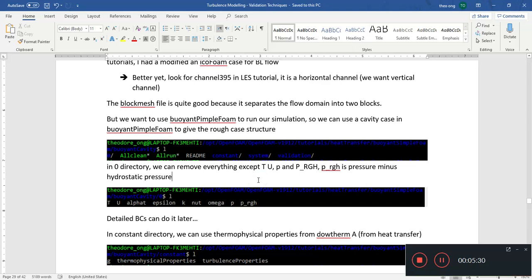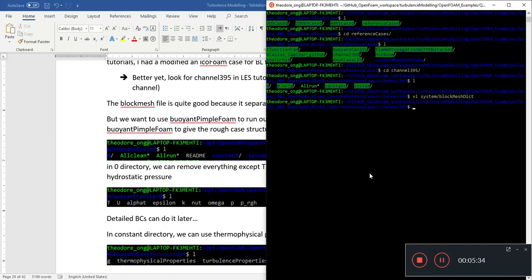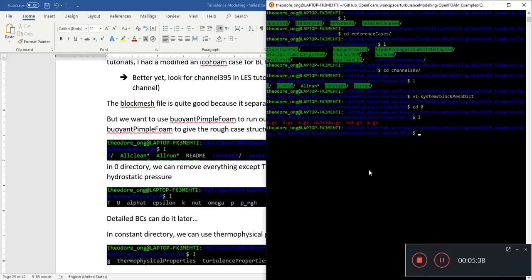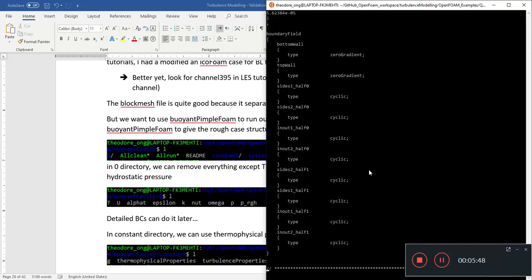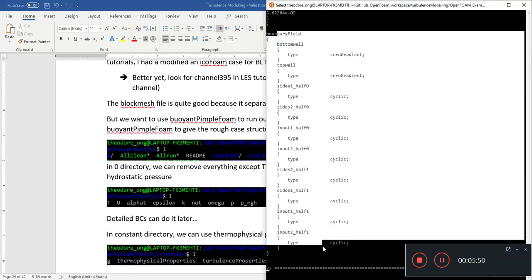So for starters, we can take a look at the U, p and so on boundary conditions. We actually go to 0, and we take a look at, for example, p.gz. Okay, this is the full case. They give you an initial field. So this is what the boundary conditions are like.